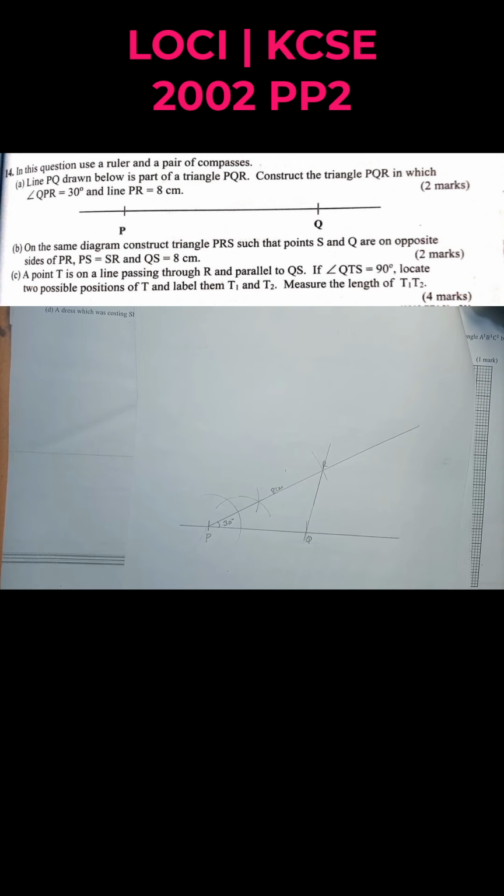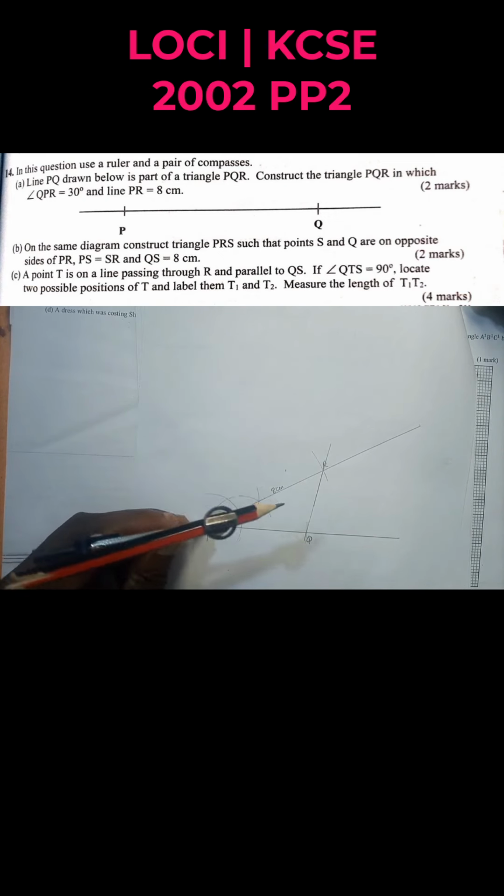And what is going to help us here is that PS is equal to SR. Now using that, it is possible, because that will form an isosceles triangle PSR, and therefore we need first to bisect PR. So if we bisect PR, that would help us to get PS and RS being equal. So we bisect PR, and this is how we bisect it.